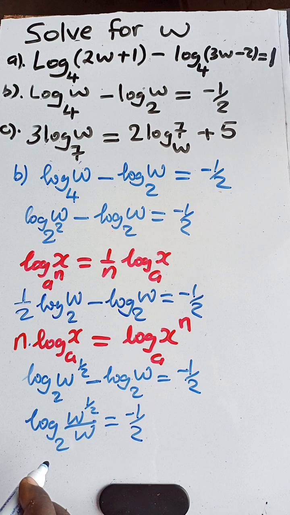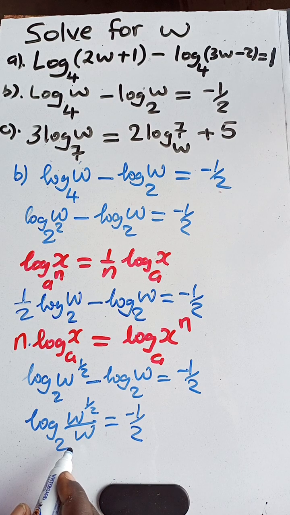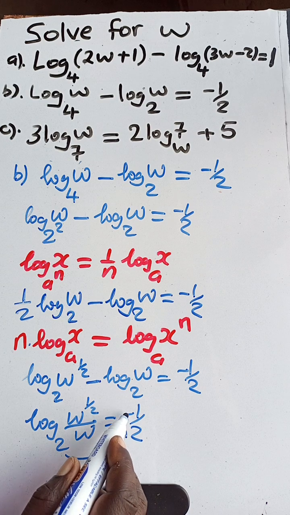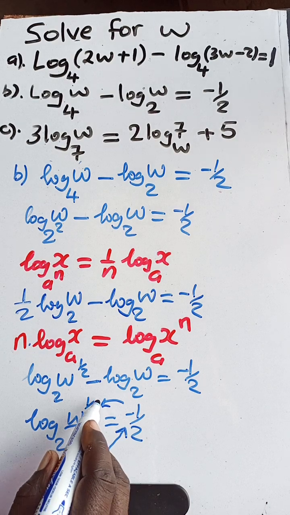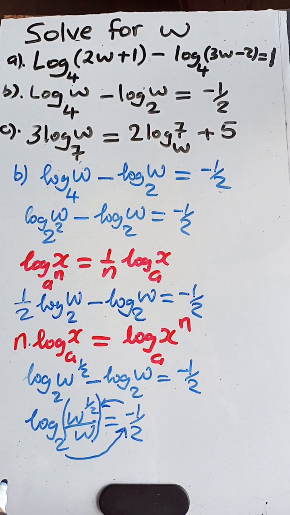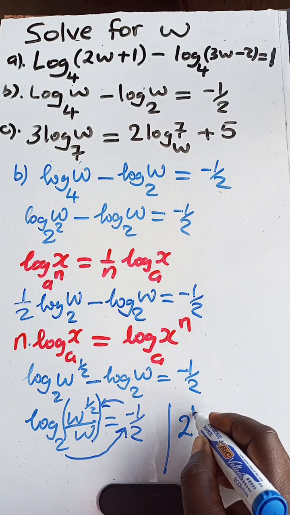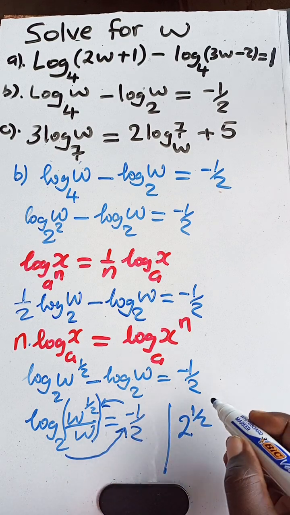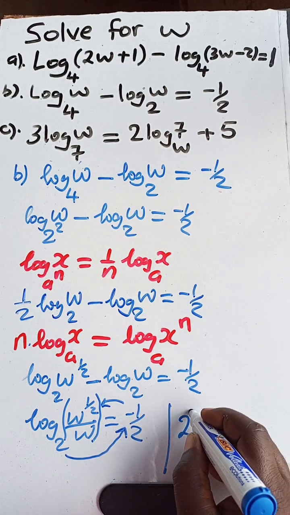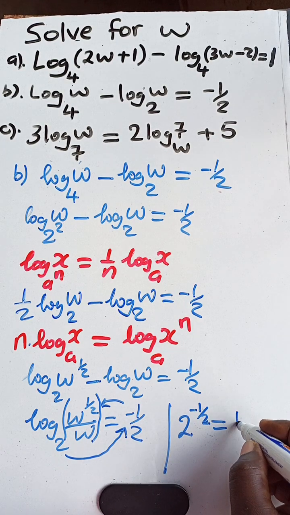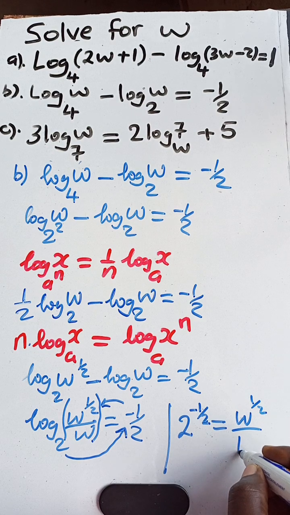Okay, so what do we now do? We now apply the rule that moves from logarithm to indices. It says when we raise this base to this power, we're going to have the argument. The argument is all of this. Okay? Now, what do we then get? We now have 2 raised to the power half. This 2 raised to this power, negative half. 2 raised to the power negative half. We're expected to give us w to the half all over w.